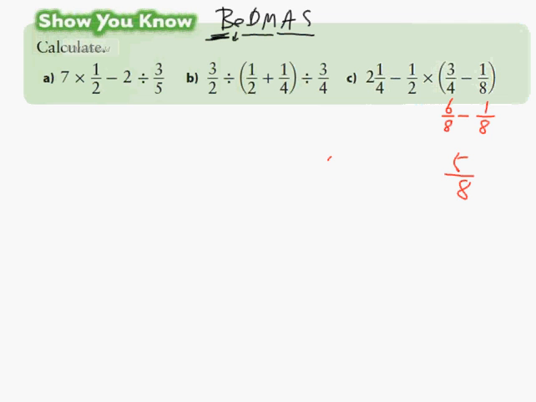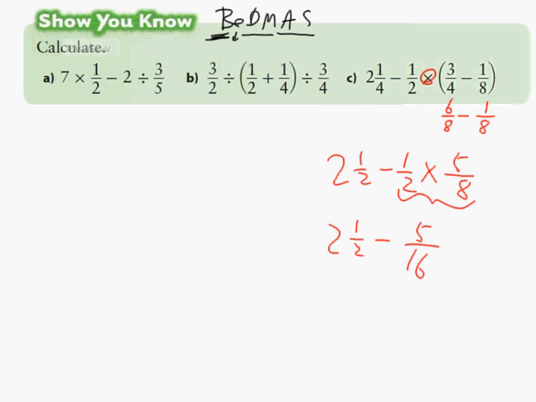So now I have 2 1/2 take away a half multiplied by 5 eighths. Now a lot of people get confused here because they think they should do just the subtraction. But as you see here, this is a multiplication. So I have to do that first. So I'm just going to write 2 1/2 take away, and the product of these two is going to be 5/16. If I multiply my numerators, 1 times 5 is 5, 2 times 8 is 16. And I get 5/16.